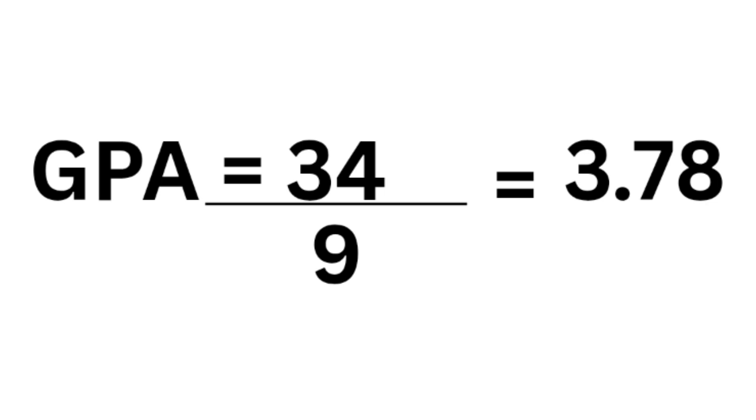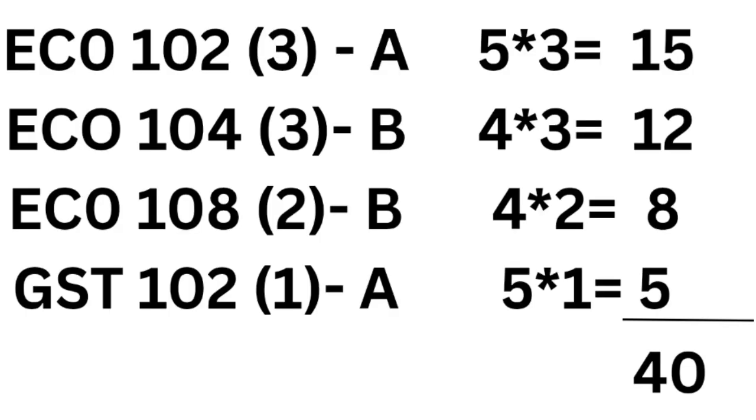Now let's look at the next semester. The next semester, he is also offering 4 courses: Econ 102, Econ 104, Econ 108, and GST 102. And for Econ 102, he got an A, and it is also a 3 credit unit course. So we know that A is 5 points, so 5 multiplied by 3, that is 15. For Econ 104, he got a B, and we know that B is 4 points, and that course is a 3 credit unit course, so it's going to be 4 multiplied by 3, that is 12.